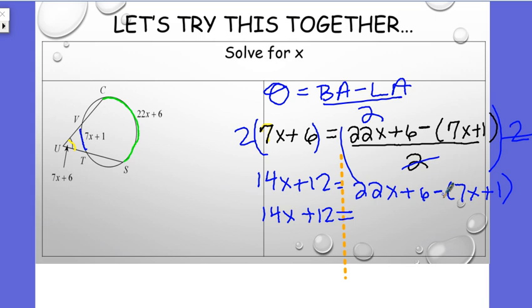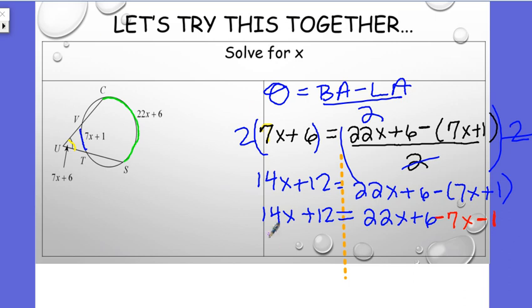This is a -1 here. So what this negative tells you to do is change the sign of these two terms inside of that parentheses. So you get 22x plus 6. And I'm going to write them in a different color so you can see the opposite: -1 times 7 is -7x, and -1 times +1 is -1.